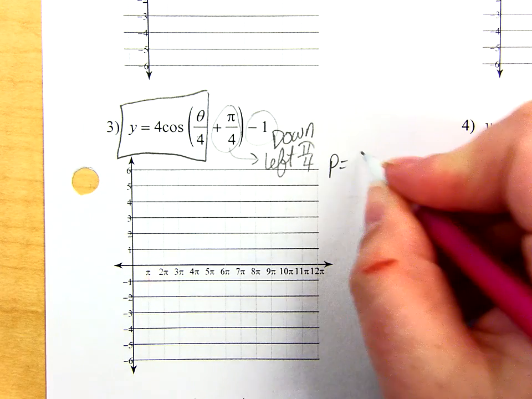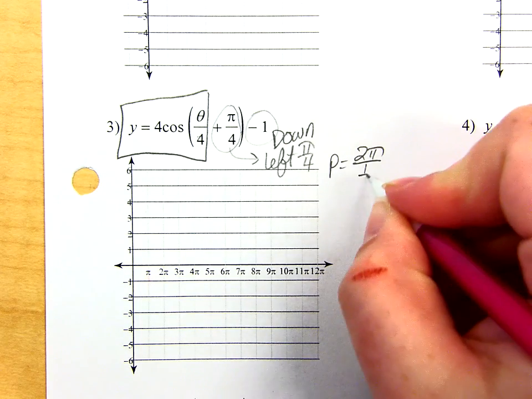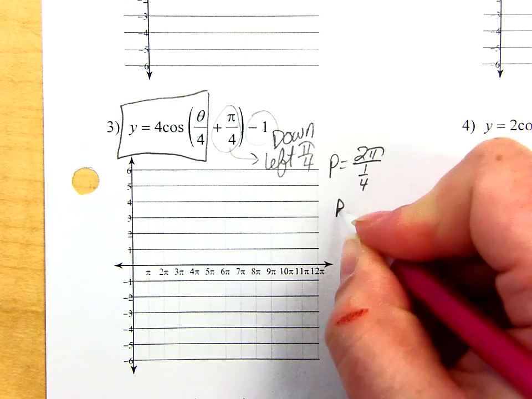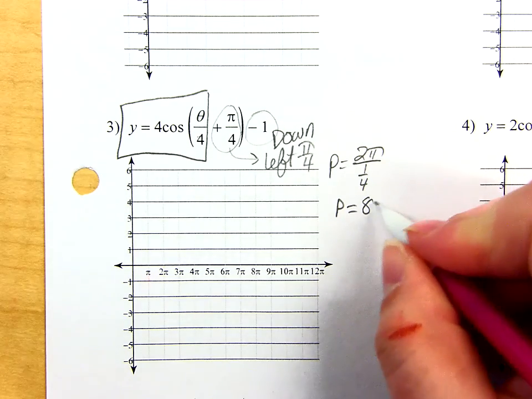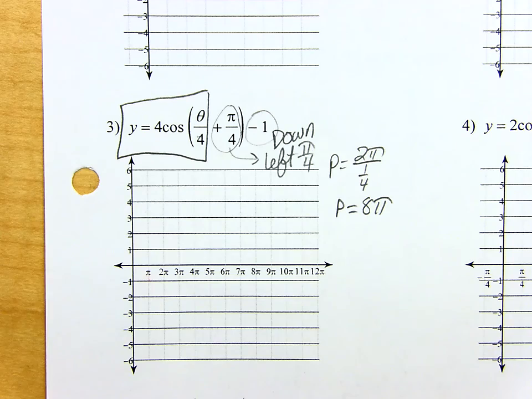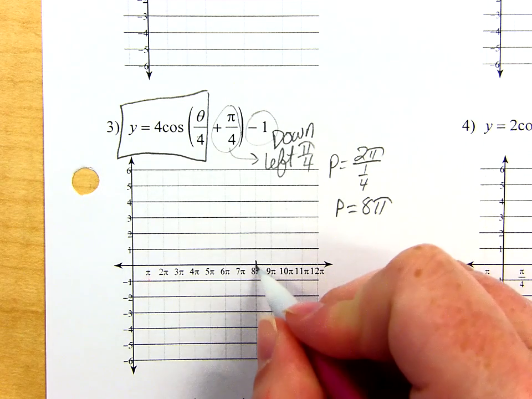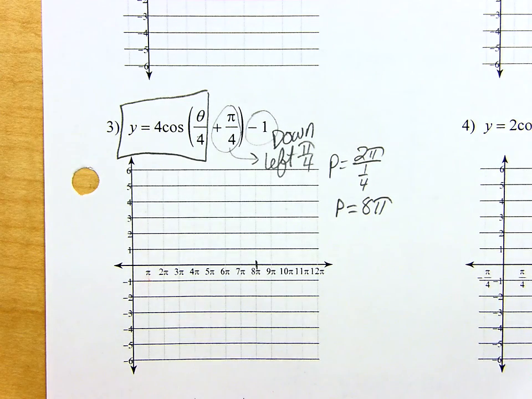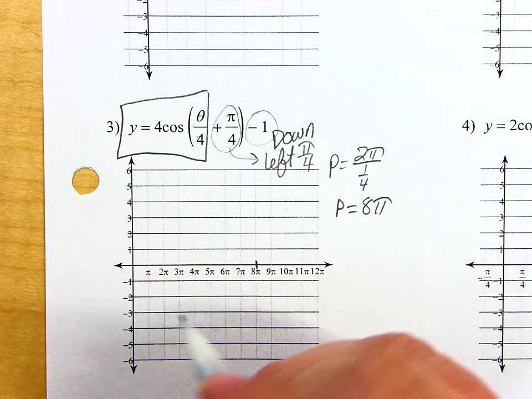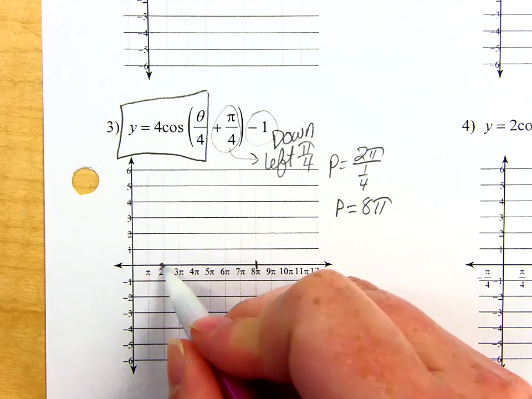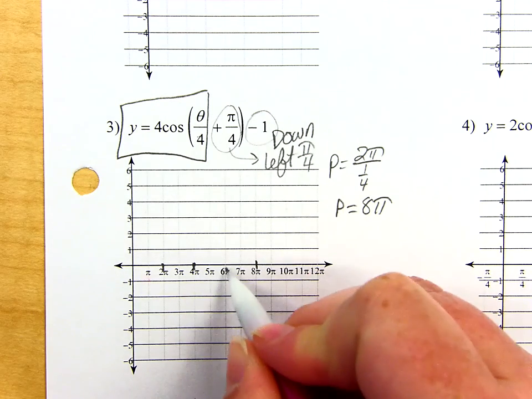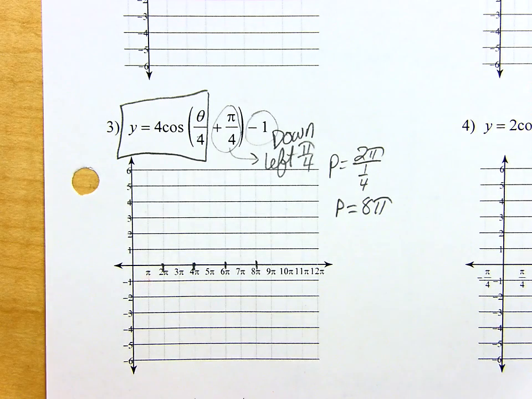Right. So the period is 2 pi divided by 1/4. So the period is actually 8 pi, exactly. So now I know, all right, 8 pi, that will be 1 full cycle. So now I need my quarter points. Well, they're easy enough to find, right? Where would they be? 2 pi, 4 pi, and 6 pi. So there's the 4 important points.